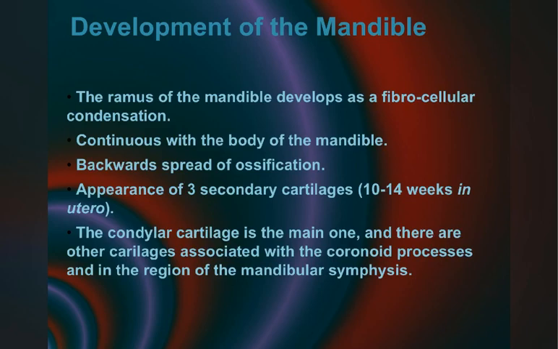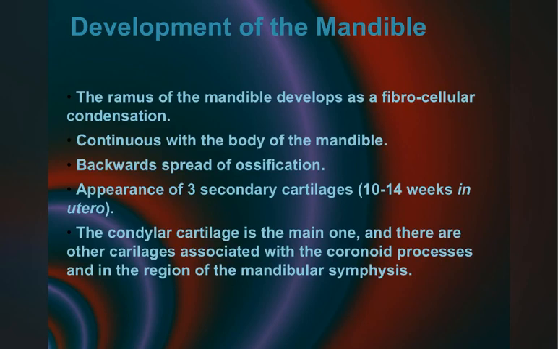Then 3 secondary cartilages appear. These are for the condylar process, the coronoid process, and the mandibular symphysis. These are called secondary cartilages because they appear after the bone of the mandible starts to form. Then these cartilages transform into bone by a process called endochondral ossification.